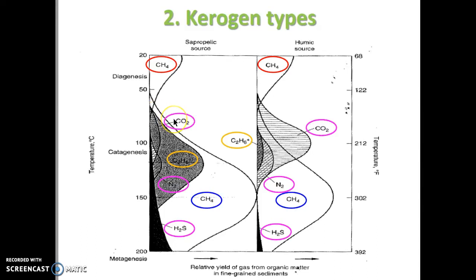But this amount of early methane in shallow reservoirs can easily be lost, because shallow reservoirs generally will have no effective seal rock. That's why it comes out to the surface.